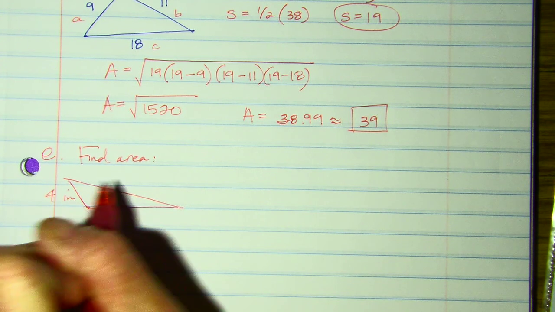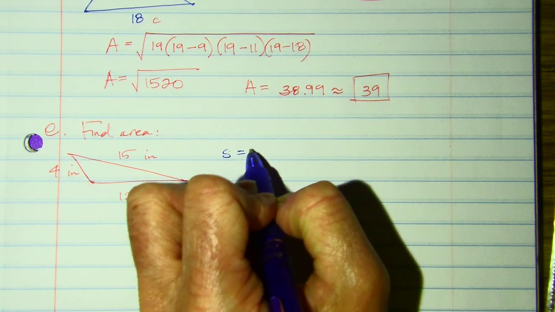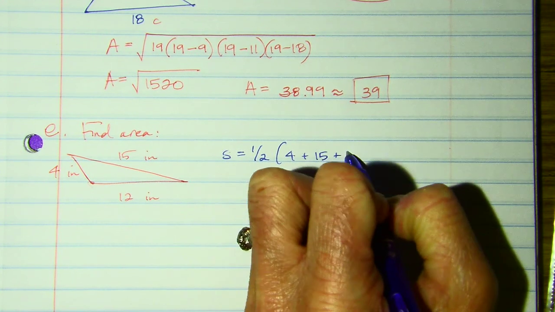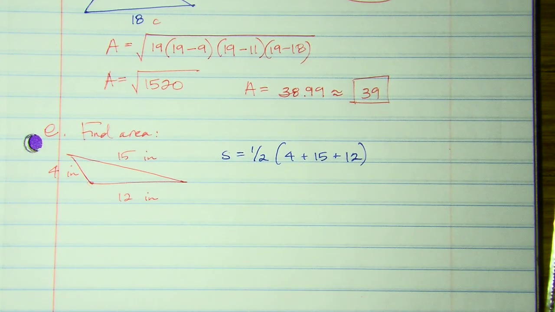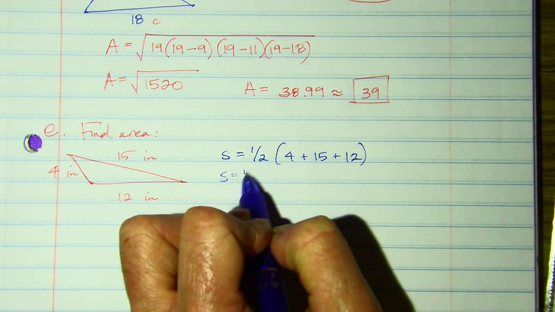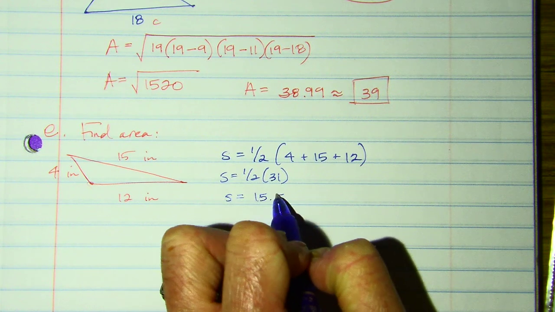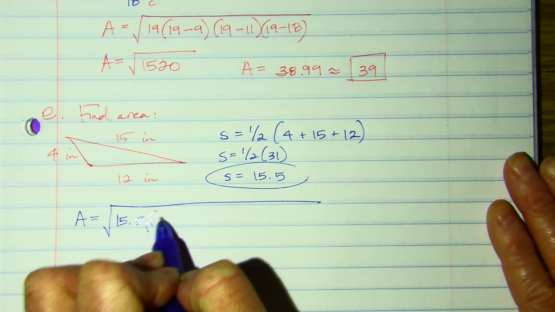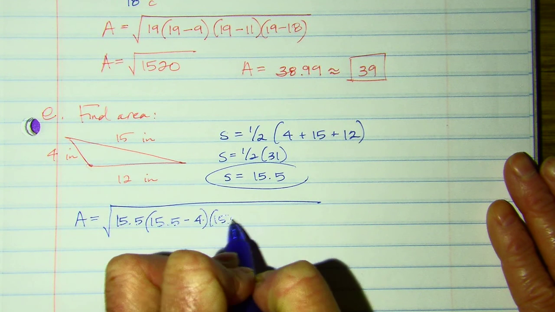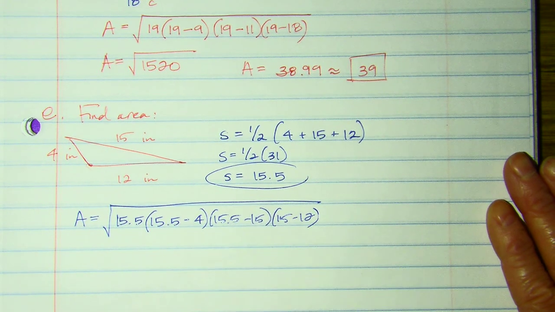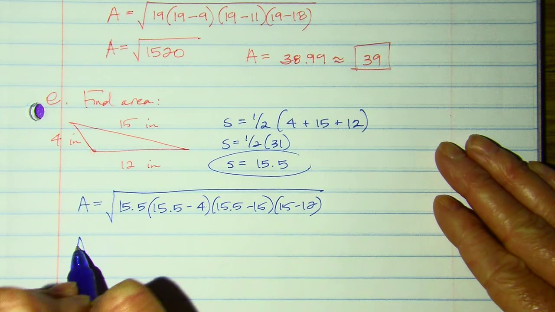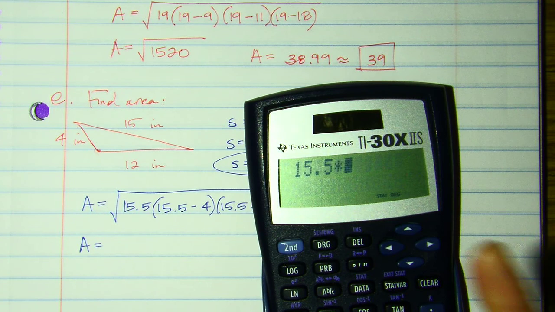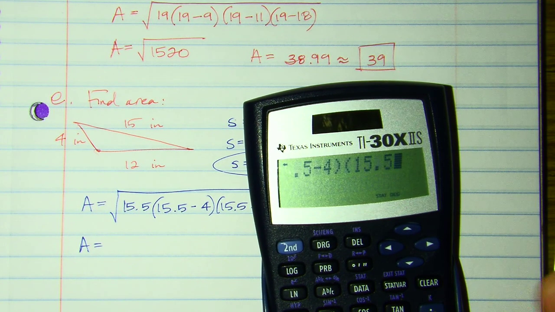They said this is 4 inches, this is 15 inches, and this is 12 inches. Okay, so the first thing we're going to do is find S. S is half the sum of all of our sides. So 4 plus 15 plus 12. I'm going to find half of 31. So S is 15.5. And we're going to use this in the formula for our area. So it's S times S minus one of the sides times S minus another side times S minus the final side. It doesn't really matter what order you enter this in, but I'm going to enter everything underneath into my calculator. So 15.5 times 15.5 minus 4 times 15.5 minus 15 times 15.5 minus 12.